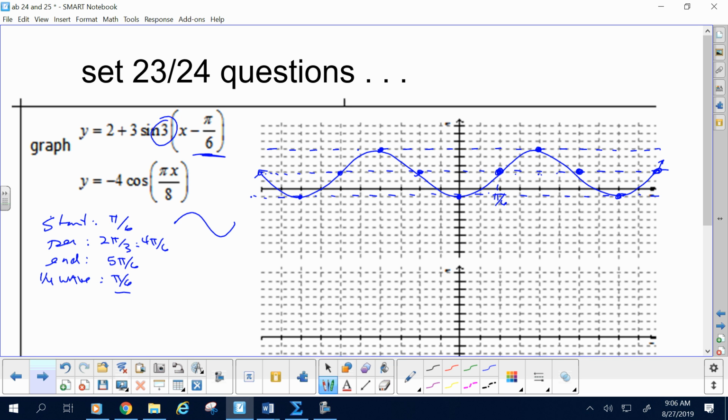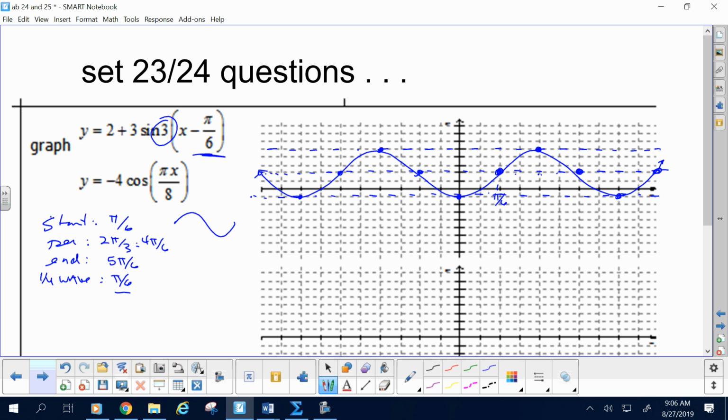An unshifted negative cosine. That would be fine and dandy also. All right. So if you did pi over 6 per box, what would your wave look like? A lot tighter, yeah? Okay.